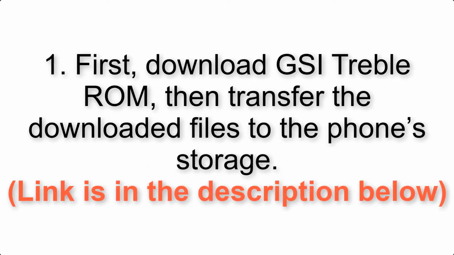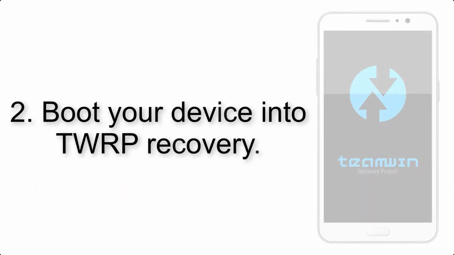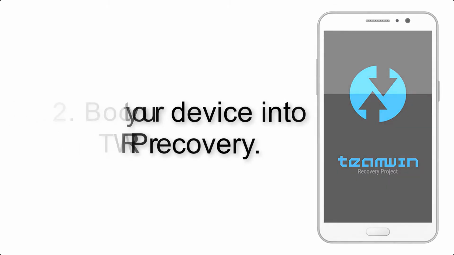Step 1. First download the ROM and GApps packages, then transfer the downloaded files to the phone storage. Link is in the description below. Step 2. Boot your device into TWRP recovery.